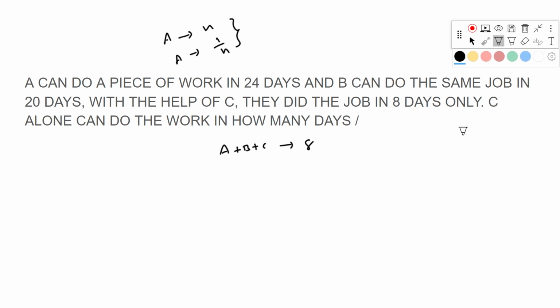In the same way, A plus B plus C can do a piece of work in 8 days. That means A plus B plus C's 1 day's work is 1 by 8. Next, A's 1 day's work. A can do a piece of work in 24 days, that means A's 1 day's work is 1 by 24, right? Next, B can do a piece of work in 20 days. That means B's 1 day's work is 1 by 20.